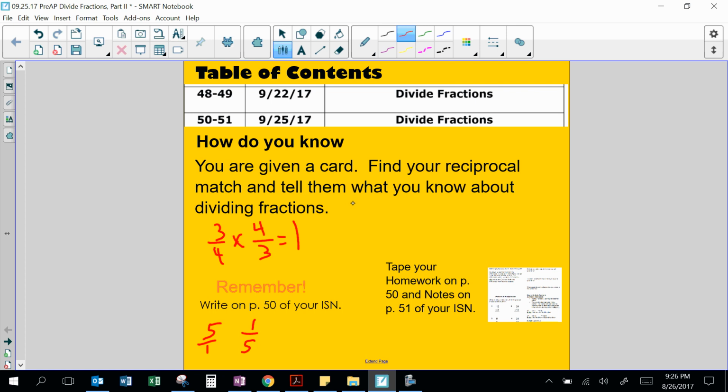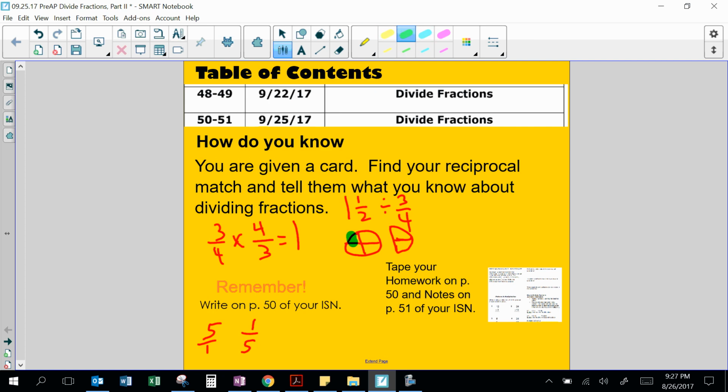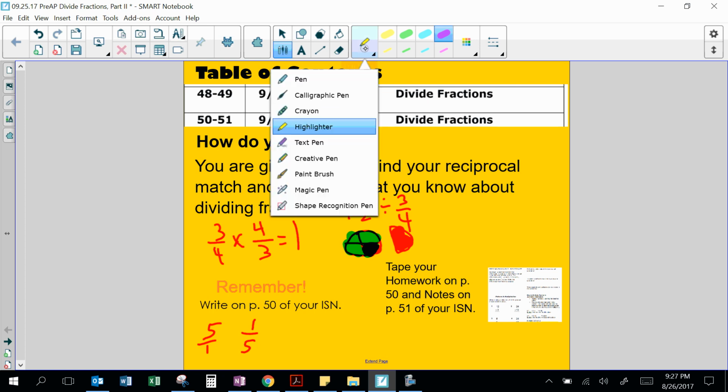For example, how many groups you have in 1 and 1/2, such as this. Here's 1/2 divided by 3/4. How many groups of 3/4 go into 1 and 1/2? So let's see. One group, and then a second group.